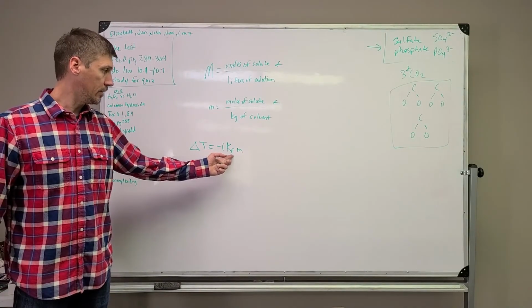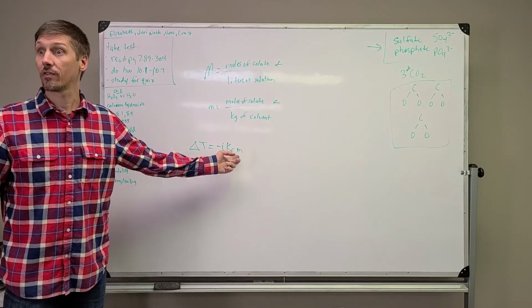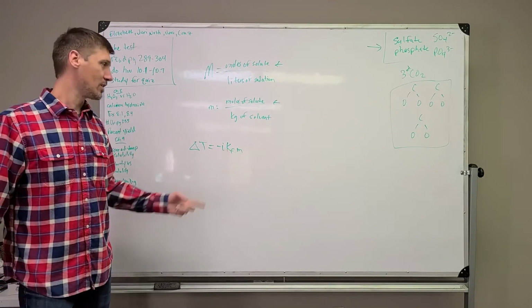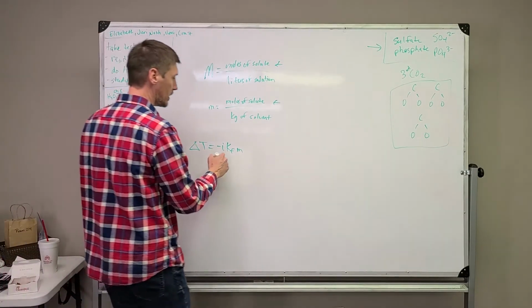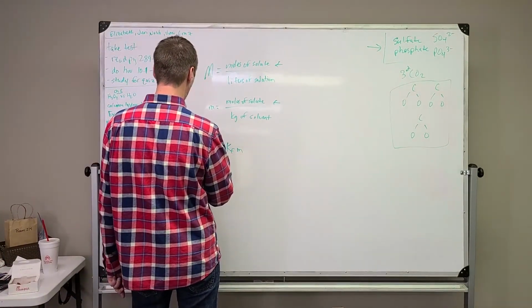I like Kentucky Fried molality. Maybe. Kentucky Fried moles, you can say that. But it's not really moles, it's molality. So that's the freezing point depression equation.